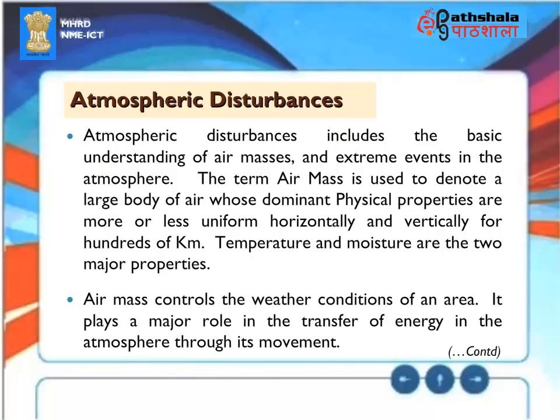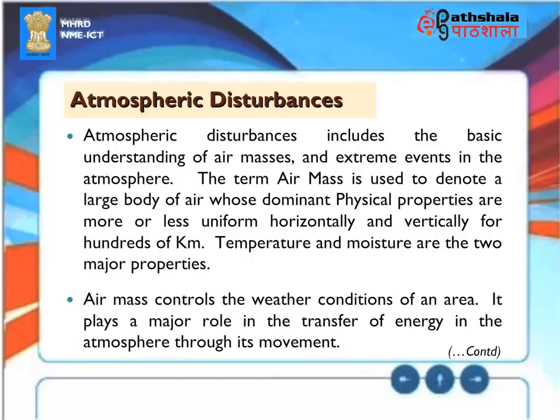Atmospheric disturbances. Atmospheric disturbances include the basic understanding of air masses and extreme events in the atmosphere. The term air mass is used to denote a large body of air whose dominant physical properties are more or less uniform horizontally and vertically for hundreds of kilometers.